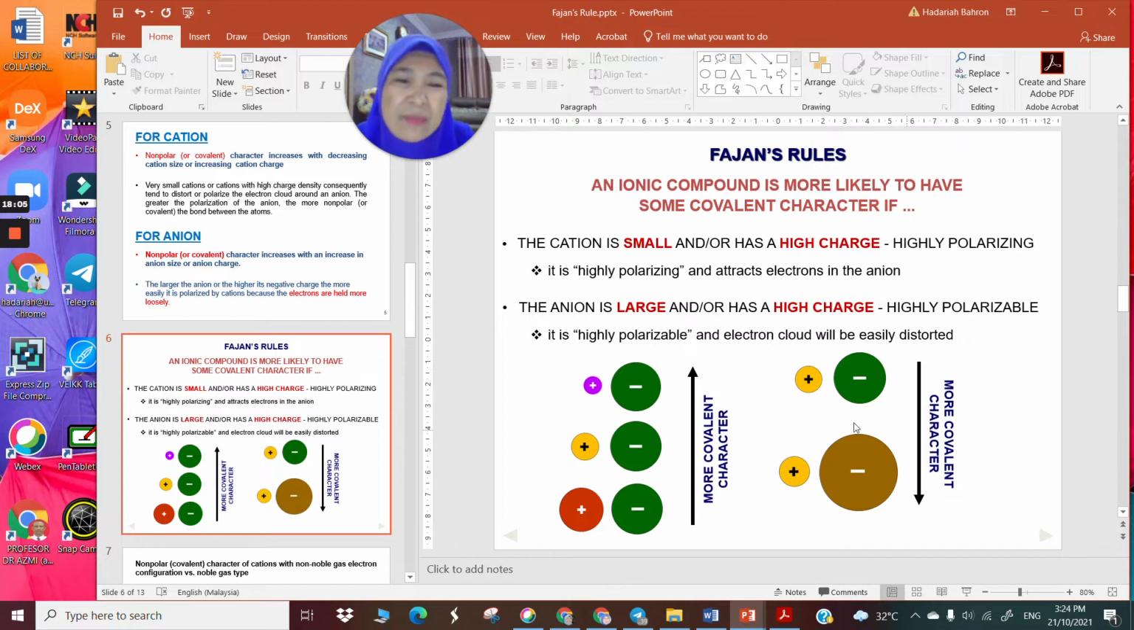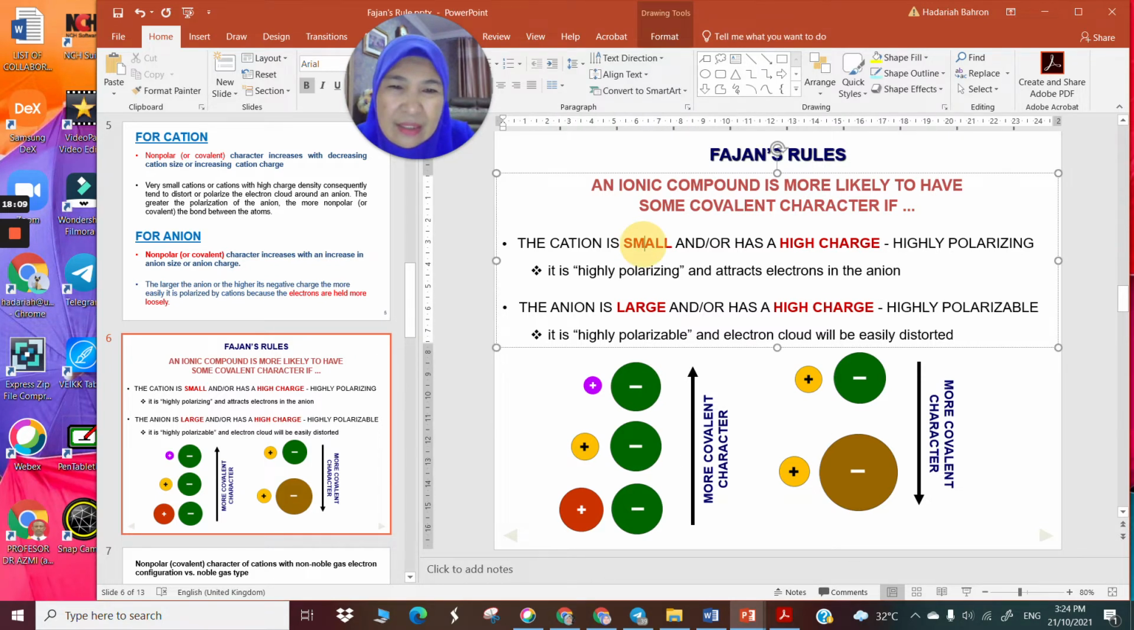So this is again saying the same thing in a different way. Fajans' rules say that an ionic compound is more likely to have some covalent character if the cation is small, highly charged, or when the anion is large and highly charged. So the difference here is actually between the sizes and the charges. Highly polarizing cations are small and highly charged cations, whereas highly polarizable anions are large anions and highly charged anions. For anions that are large and highly charged, the electron cloud will be easily distorted. So this is the picture that is represented by the explanation.